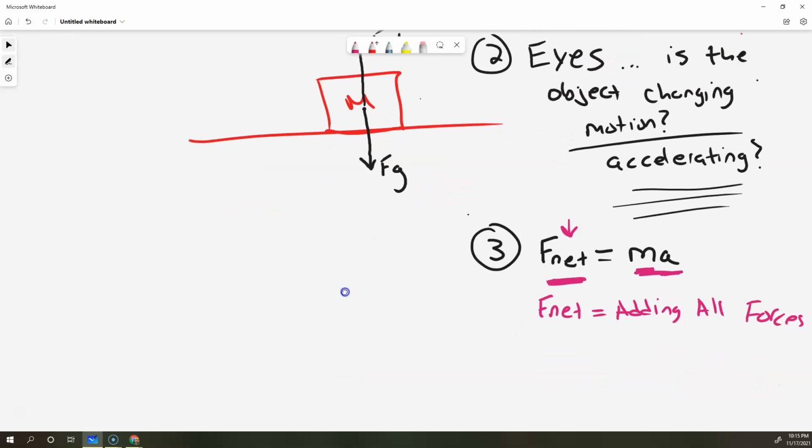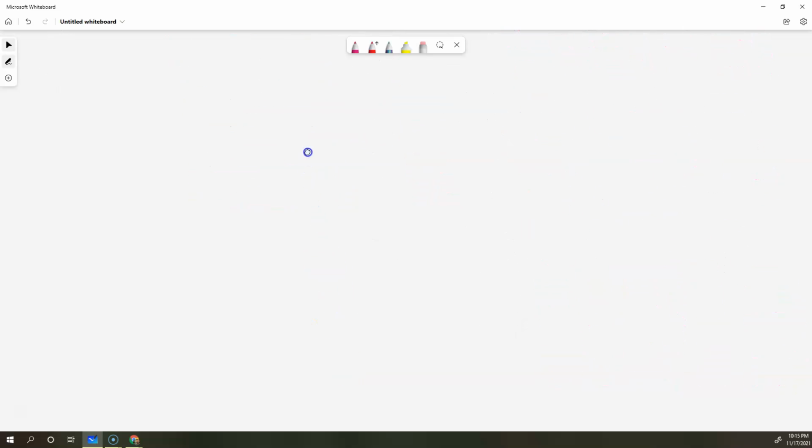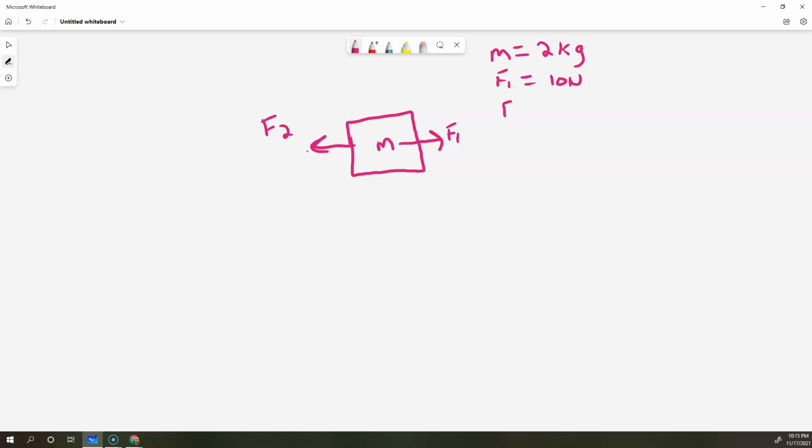I'm going to show a simple example and then I'm going to show a little bit of a more complicated example. Let's say I have a mass, and let's use some nice numbers, 2 kilograms. And let's say there are two forces on the object. Force 1 is 10 newtons, and force 2 is 4 newtons.